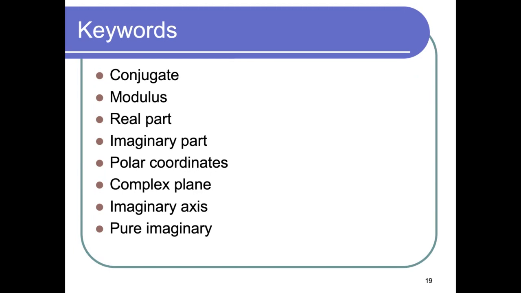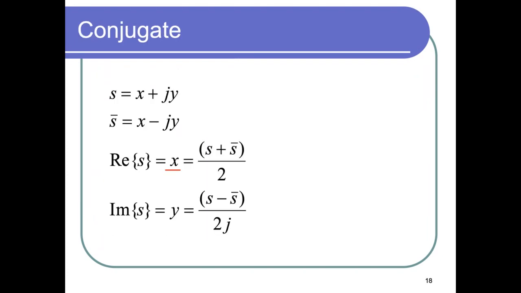Yes, Faisal. Doctor, can you explain again, sorry, the conjugate? Okay, so any complex number has a conjugate, right? So if you have x plus jy, its conjugate is x minus jy. So basically you flip the sign for the imaginary part. That's it.